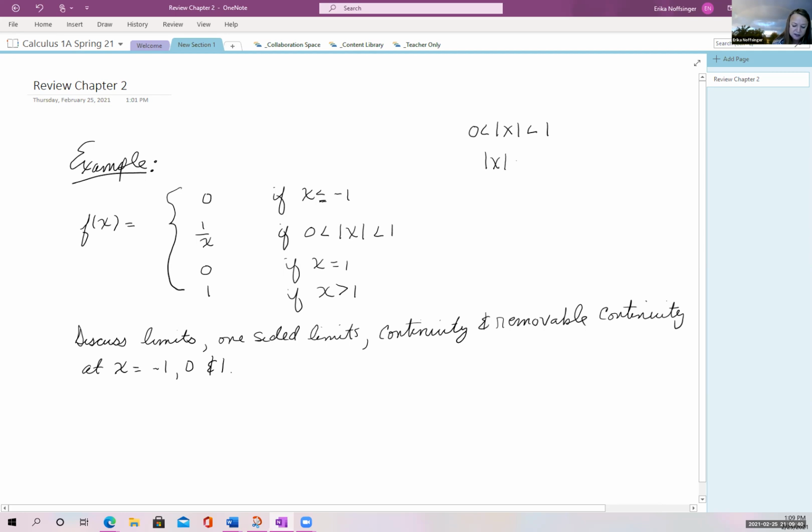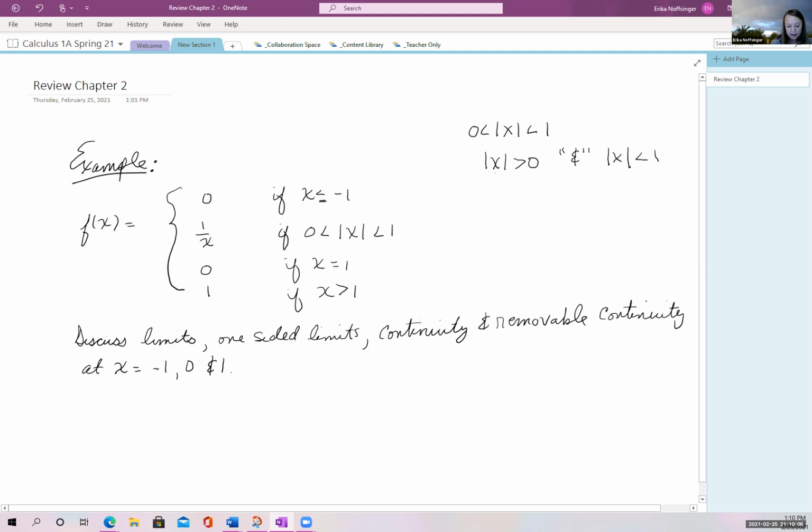So I know the absolute value of x has to be greater than 0, and the absolute value of x has to be less than 1. So both of those conditions have to hold true. And means if we're talking about sets, it's the intersection between the two sets. So let's now look at the absolute value of x greater than 0.